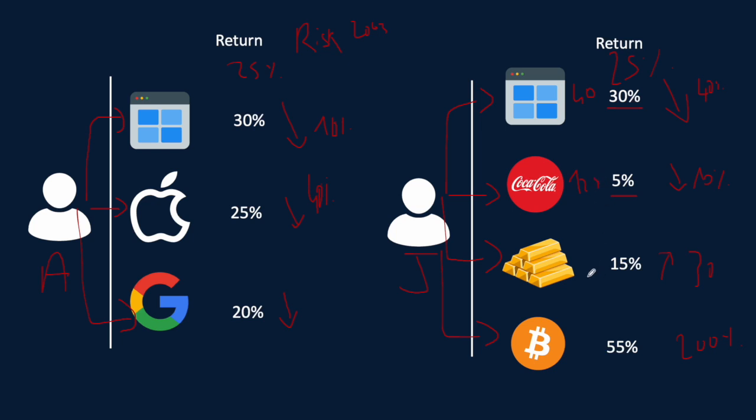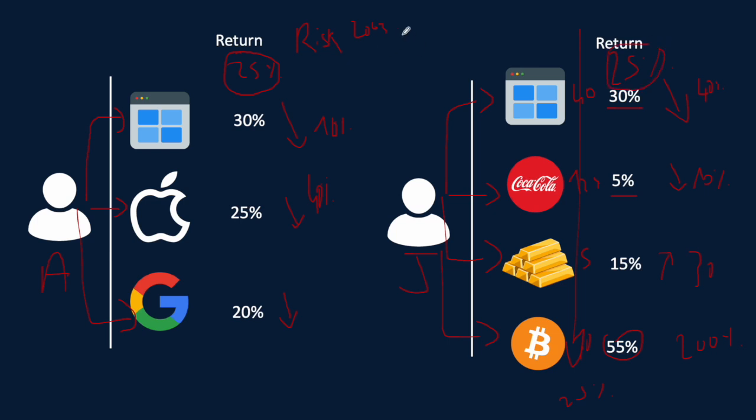And gold is going to drop by 5 to 10%. And the crypto market, instead of having a 55% return this year, is going to make only 10 to 20% because the US dollar is getting stronger. So he's still going to have his 25% return over the year.